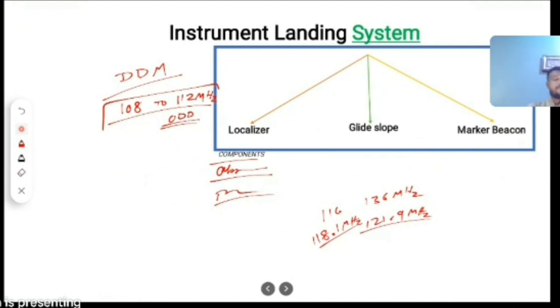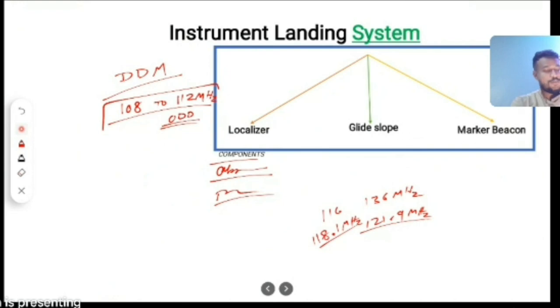Okay, understood. Now proceeding to the principle. We have understood the component and objective. Now the principle. The principle is difference in depth modulation, DDM, right guys?